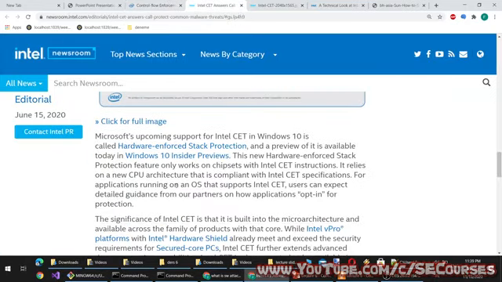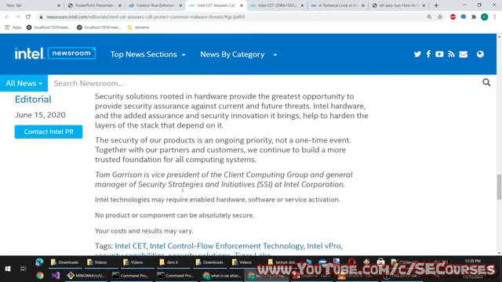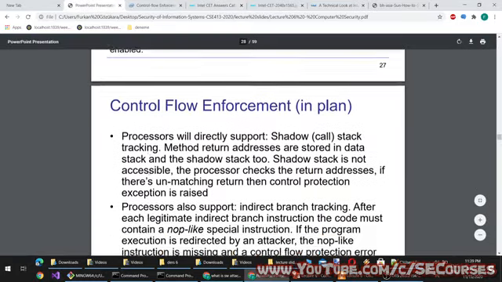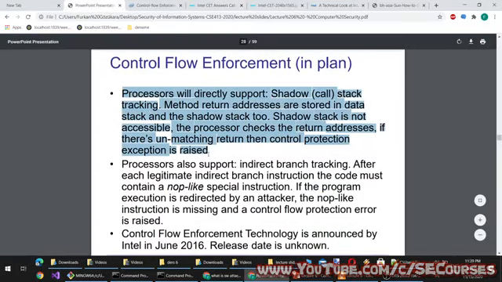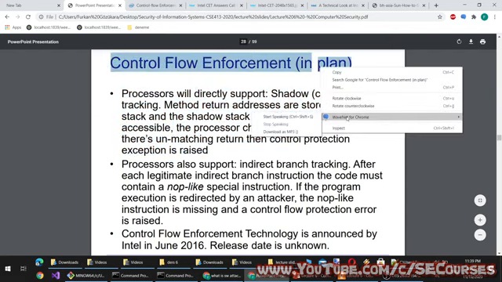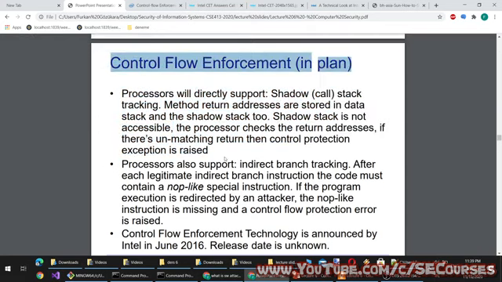Okay, let's continue. So this is explaining the plan. Control flow enforcement in plan.